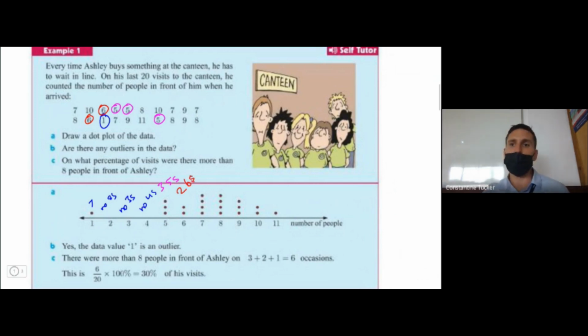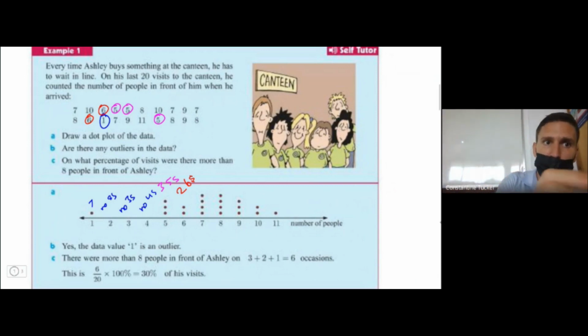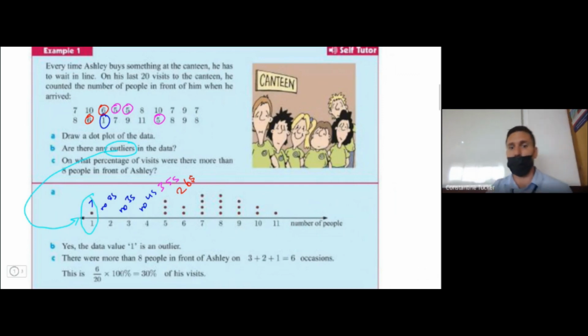Okay, so now the question was, are there any outliers in the data? Well, look at the data. Is there anything that stands out far away from everything else? Yes, that would be the one. So basically the outlier here in this case, are there any outliers? Yes, there is this fella here. This only happened once and it is so far away from anything else, it doesn't make sense.